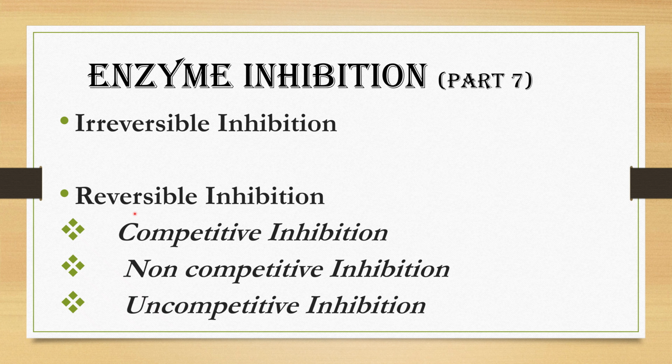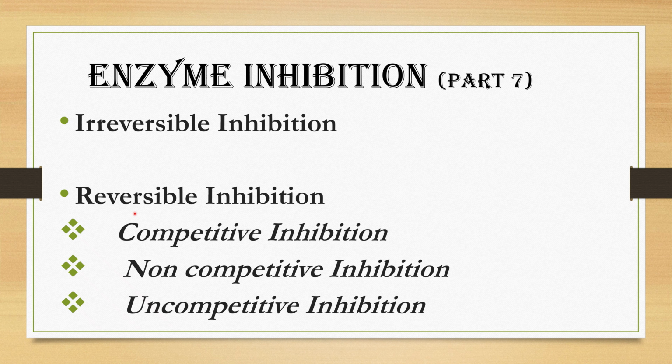So you can overcome the competitive inhibitor's activity by increasing the concentration of your substrate, because the competitive inhibitor and the substrate both bind to the active site of your enzyme.